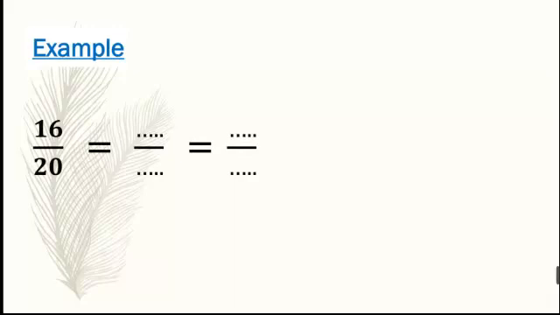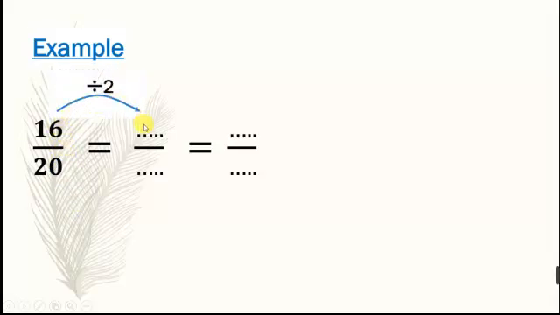Let's see another example. I have 16 over 20. Okay, do you remember 16 and 20 are in table what? Oh, I don't remember, miss. Okay, so I will see. Is this an even number? Yes. And this one is an even number? Yes. When we have two even numbers, we can divide by 2.